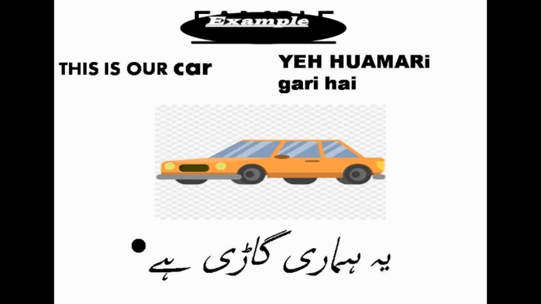Next example, this is our car. ये हमारी गाड़ी है. Repeat after me. ये हमारी गाड़ी है. The word हमारी is used because the car is a feminine object.